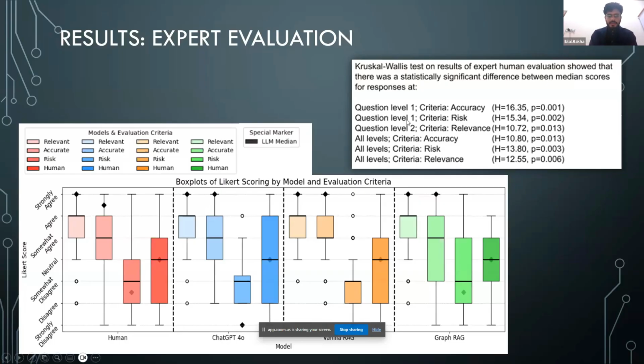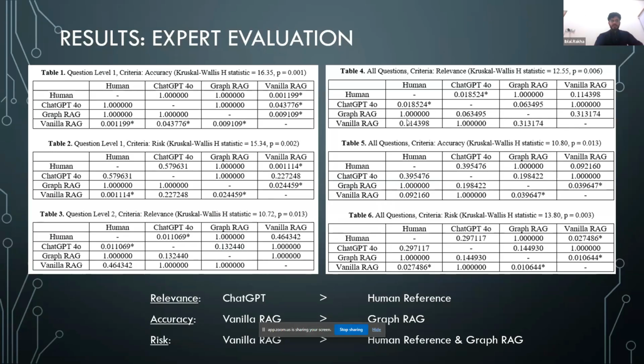But when we looked at the Kruskal-Wallis test for these different criteria, we were able to see that there were statistically significant differences between the median scores for accuracy, risk, and relevance in level 1 questions and level 2 and across all levels. Once we conducted the post-hoc Dunn's test, you can see that the statistically significant results are marked with an asterisk. But what I really want to do is draw your attention to the right-hand side. For relevance at the top, ChatGPT 4.0 outperformed human reference answers.